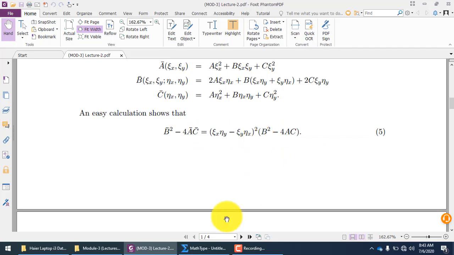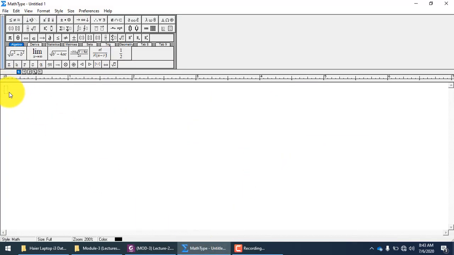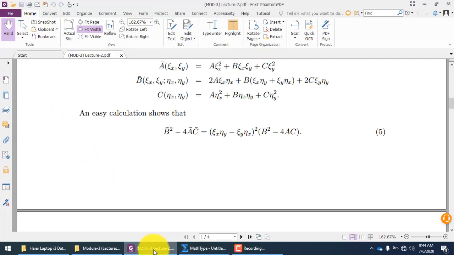Also let us write that, because this is very important: b bar square minus 4 a bar c bar. Now this was calculated in the previous lecture as given by the equation 5.